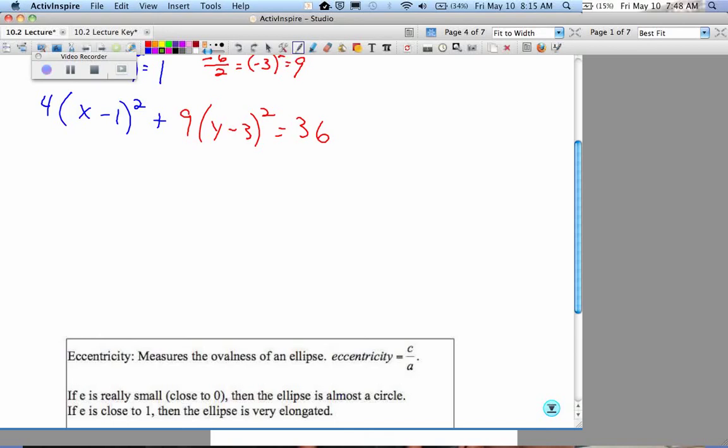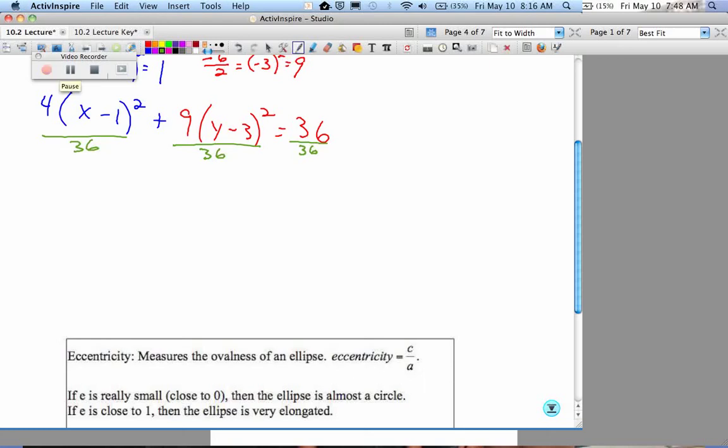The ellipse gets set equal to 1. So when you divide by 36, whenever you divide or multiply in a problem, every term gets divided or multiplied by that number. So every term gets divided by 36. Now there are different ways you can handle it.